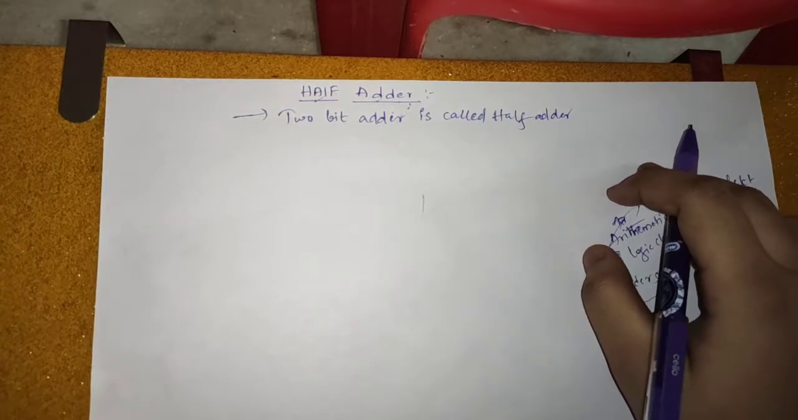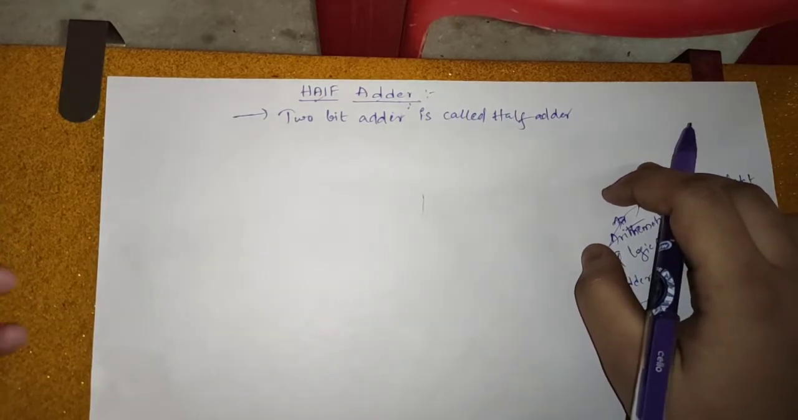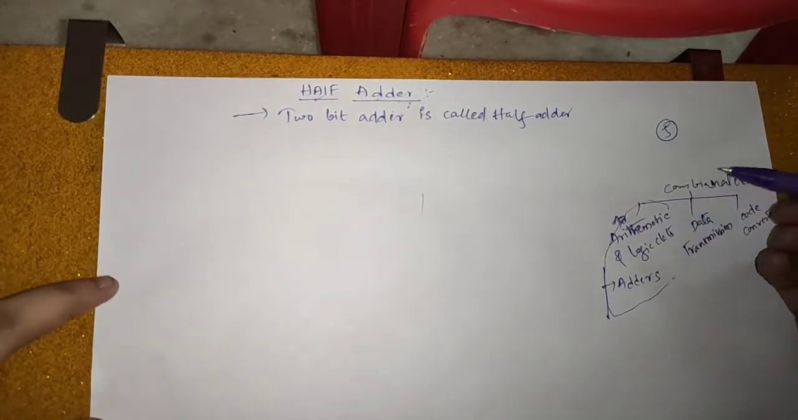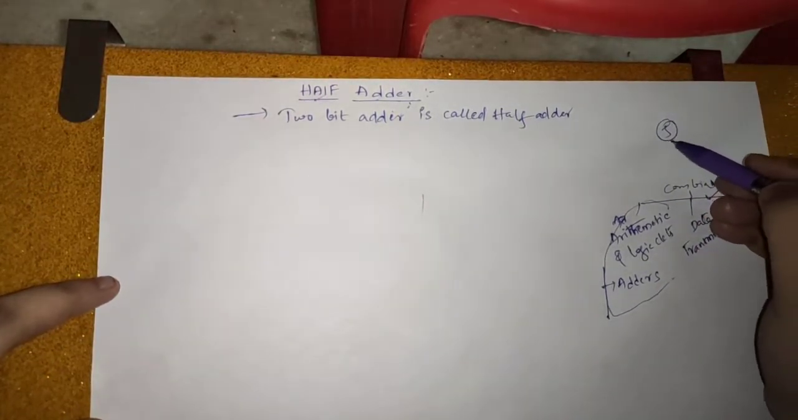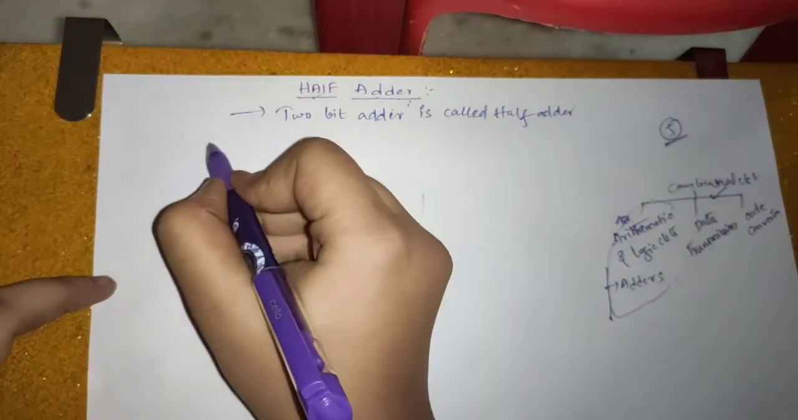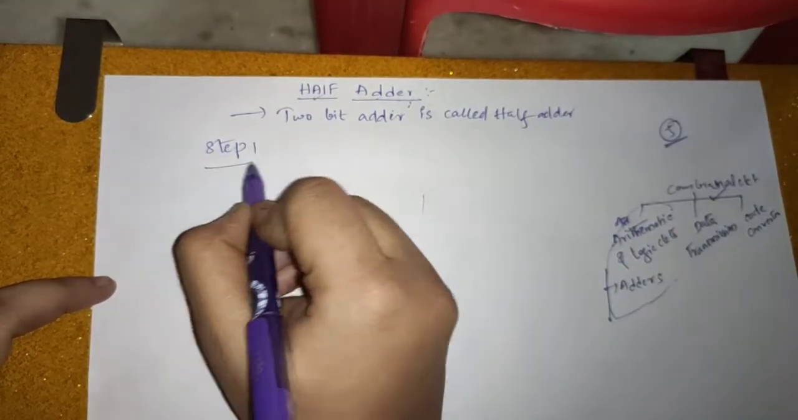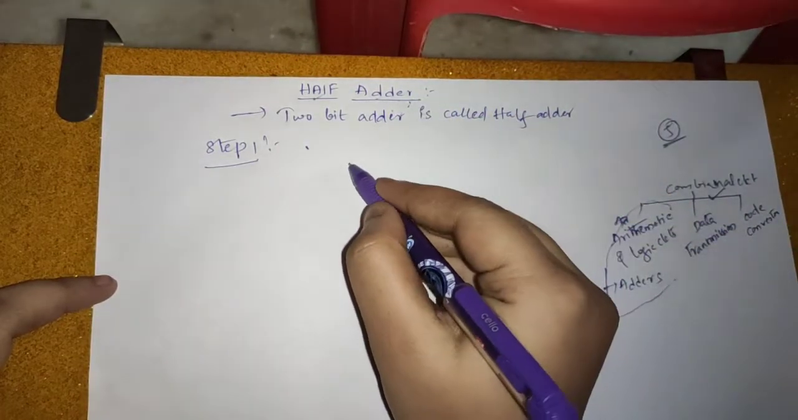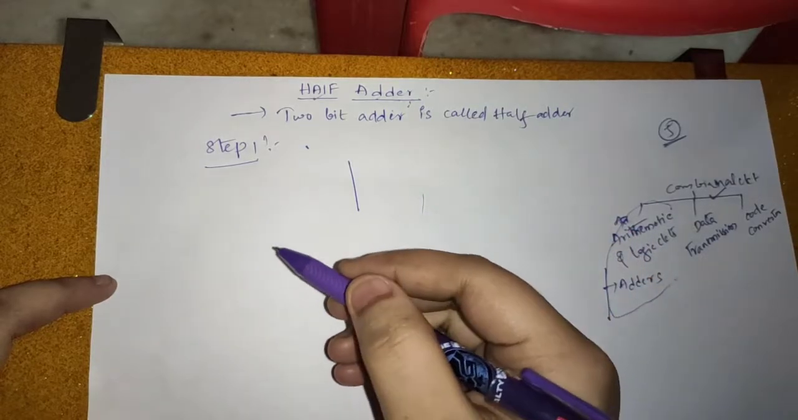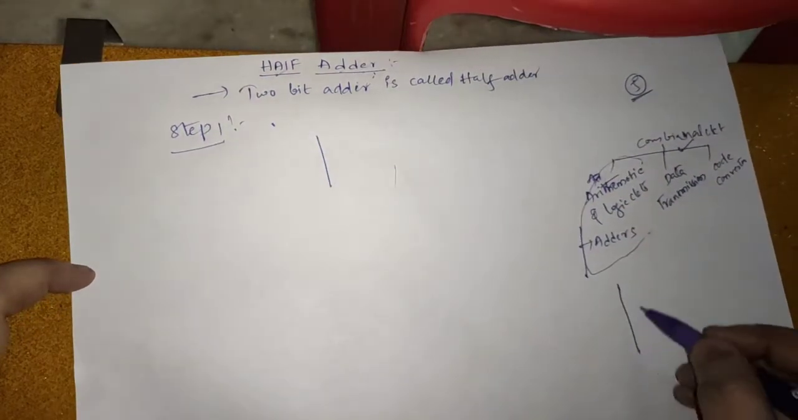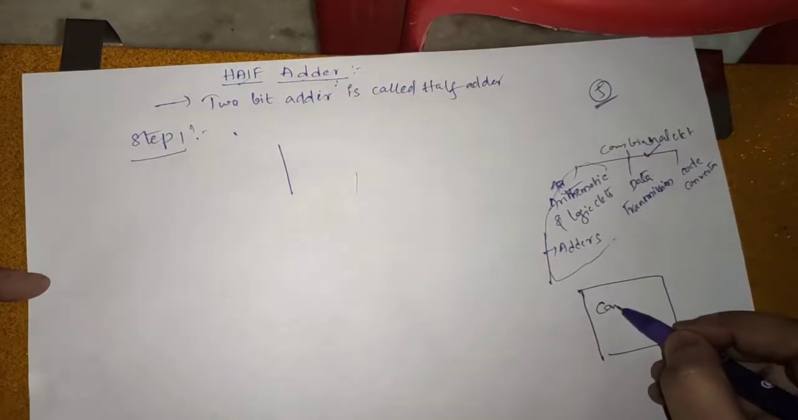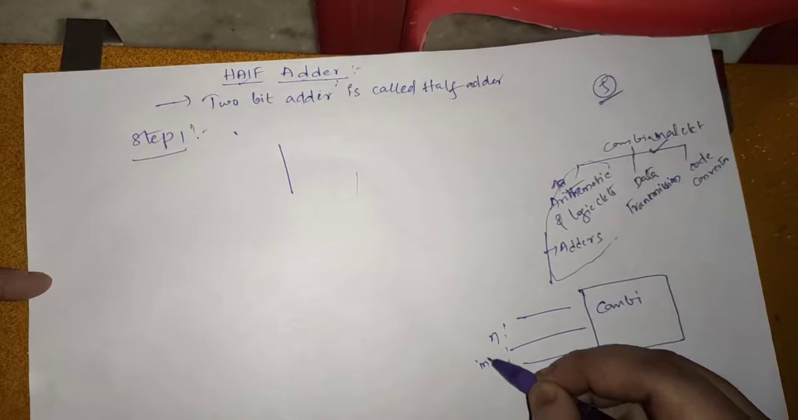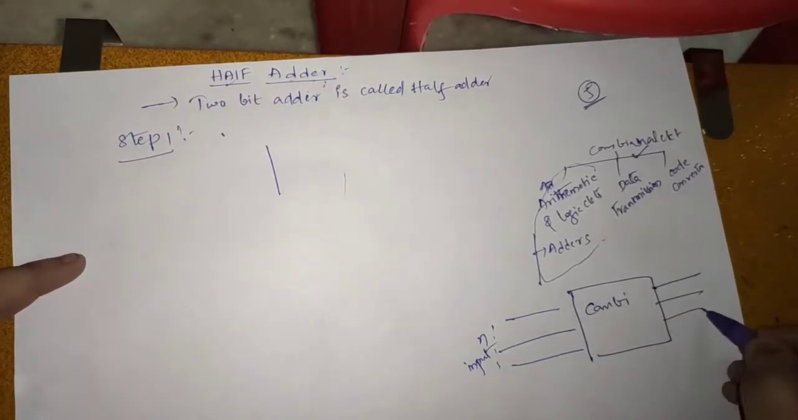So how to design the half adder? We know the 5 steps which we have studied in the previous video about combinational circuit designing steps. The first step is the number of inputs and outputs. The block diagram of a combinational circuit: this is a combinational circuit, we have n number of inputs and m number of outputs.